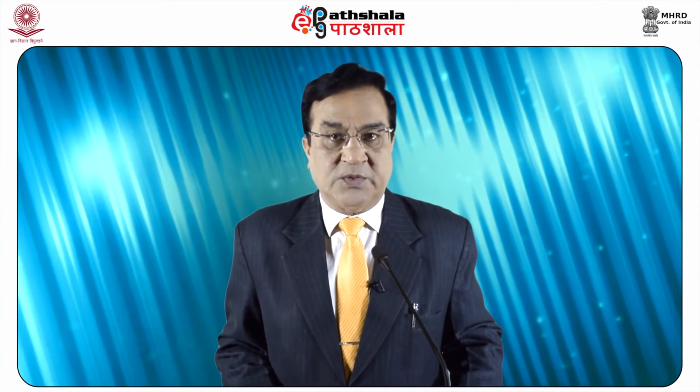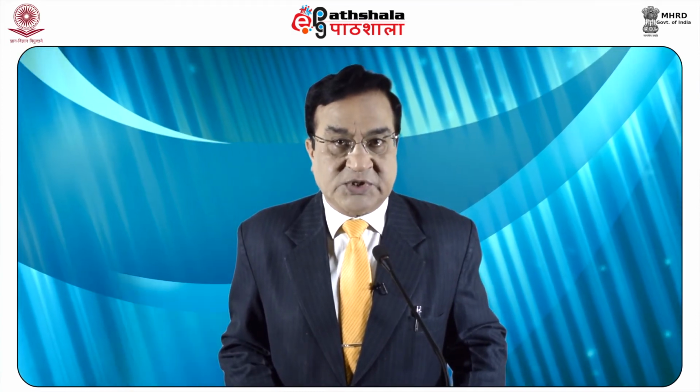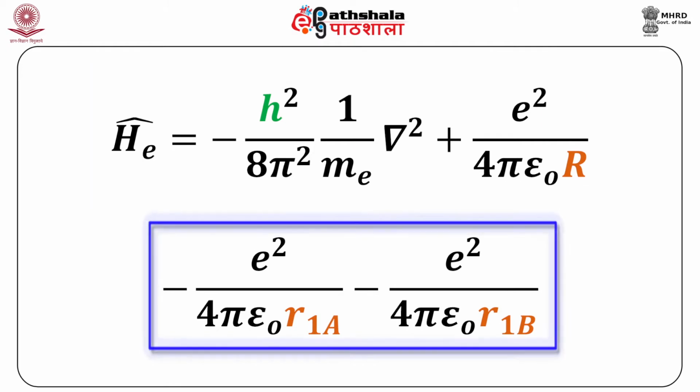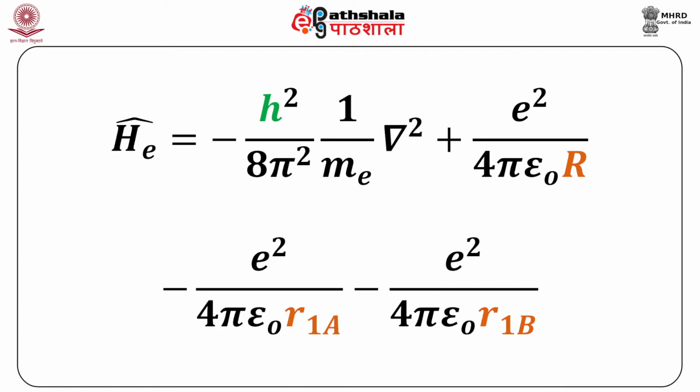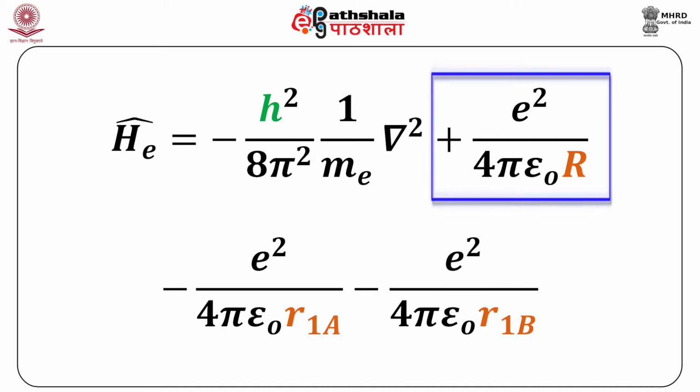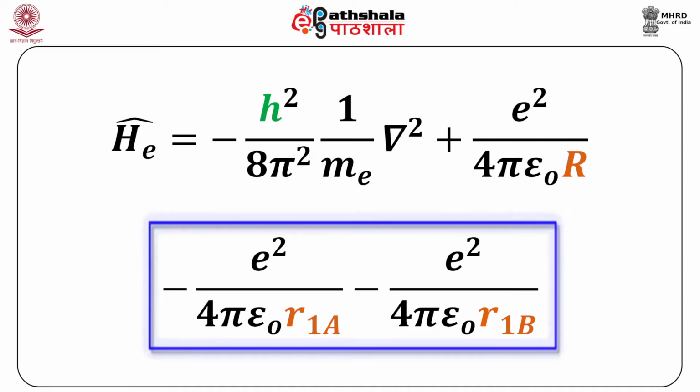so that now we have a new Hamiltonian which we will call the electronic Hamiltonian, H_e cap, which is minus h squared upon 8 pi squared m_e del squared, plus e squared upon 4 pi epsilon_0 R, minus e squared upon 4 pi epsilon_0 r_1A, minus e squared upon 4 pi epsilon_0 r_1B. The first term here is the kinetic energy of the electron, whereas the second term represents the nuclear repulsion term, and the last 2 terms are basically electron-nucleus attraction terms.